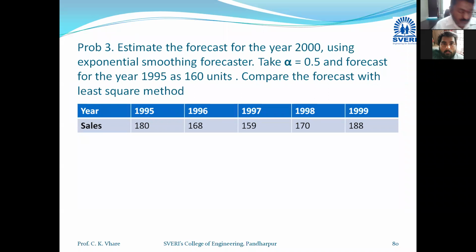So now, friends, let us start. Next problem we will go for. In this problem, there is a combination of two methods. We will use the forecast by the exponential method and also the least square method. Whatever we discussed previously about the least square method and the simple moving average, we will take that also. Estimate the forecast for the year 2000 using exponential smoothing forecast. Take alpha 0.5. This is for method number 2. Now the forecast for the year 95 is 160 units.